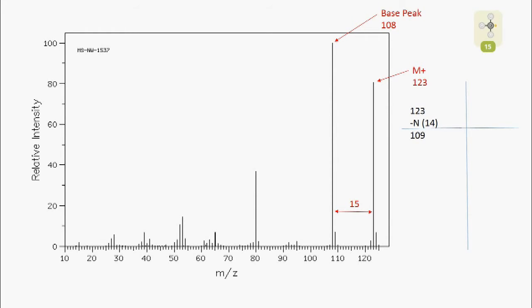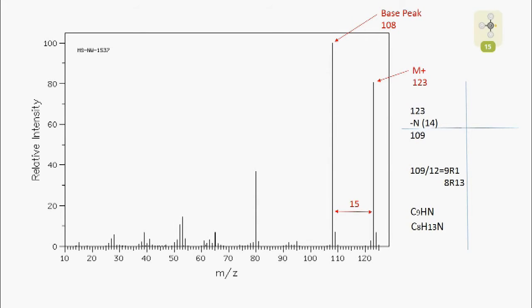So, we can take our total mass of 123 minus the nitrogen. Then we can divide that 109 by 12, and any remainder that we have left will be potential hydrogens, as follows. We have either 9 carbon with a remainder of 1 hydrogen, or 8 carbons with a remainder of 13 hydrogens, plus the nitrogen gives us the structures you see below.